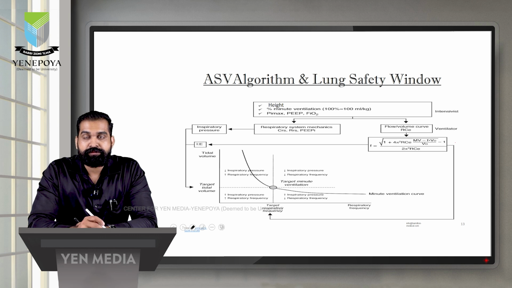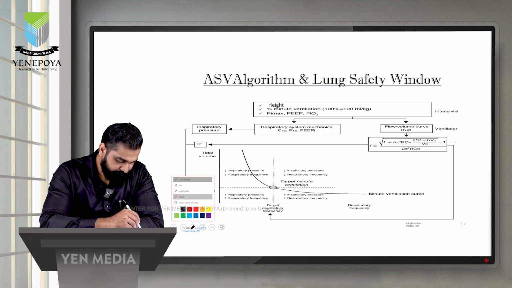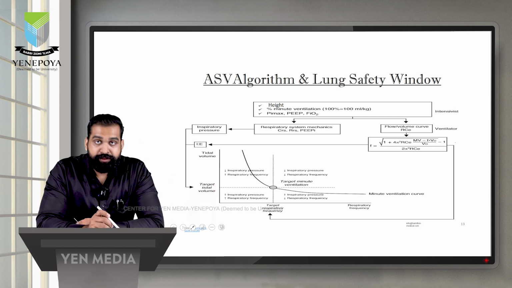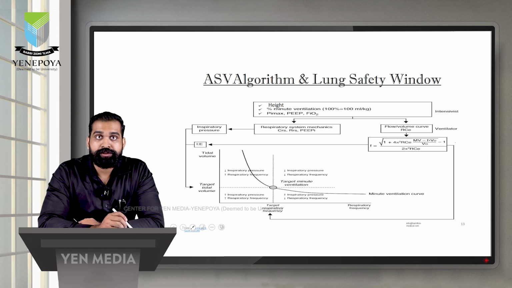So the ASV algorithm uses Dr. Otis's equation, which is modified by Dr. Mead. And this is how the mode actually works. So just to describe to you using this flow chart. As an intensivist or the respiratory therapist enters the height of the patient, the suggested or the required percent minute volume the patient requires, dials in the PI max, the PEEP and the FiO2, and clicks start ventilation. The mechanical ventilator is going to perform two functions.